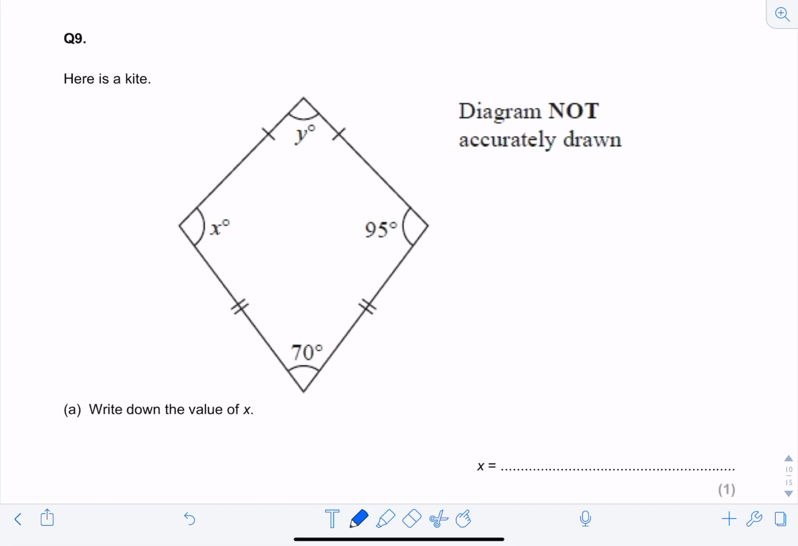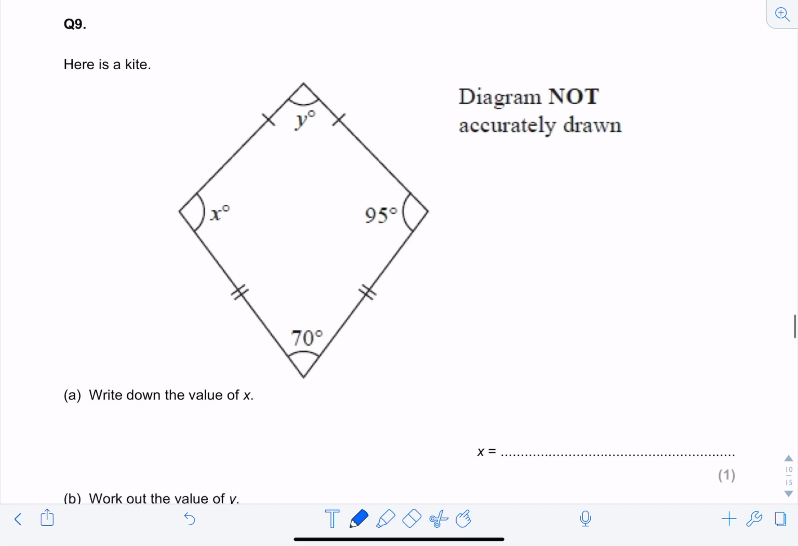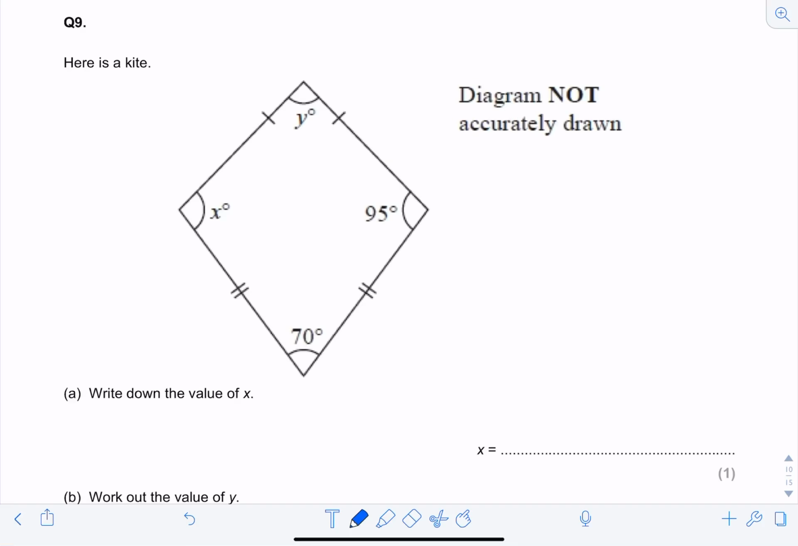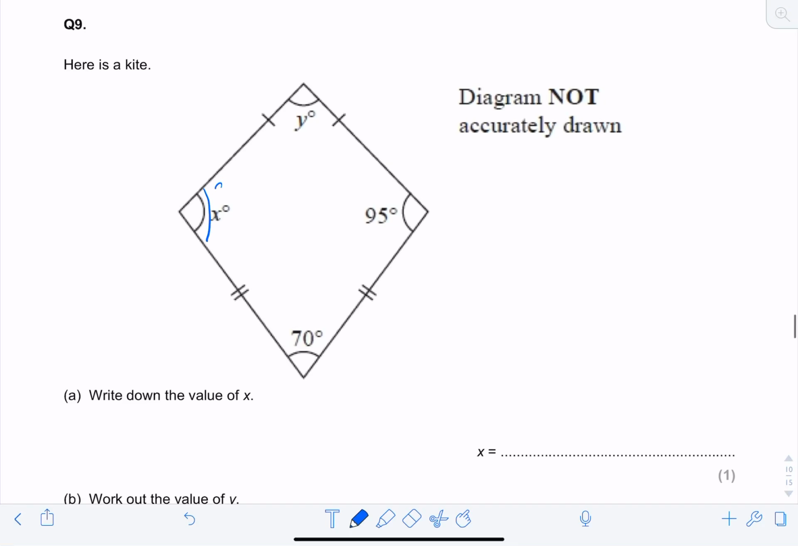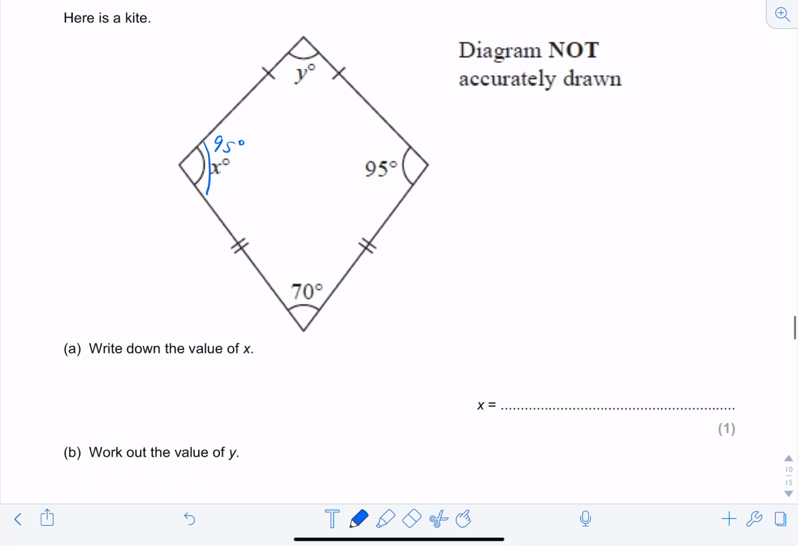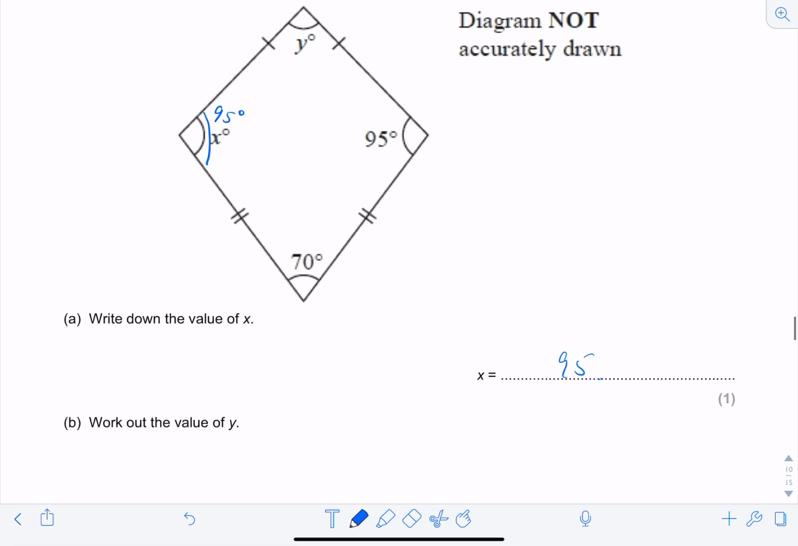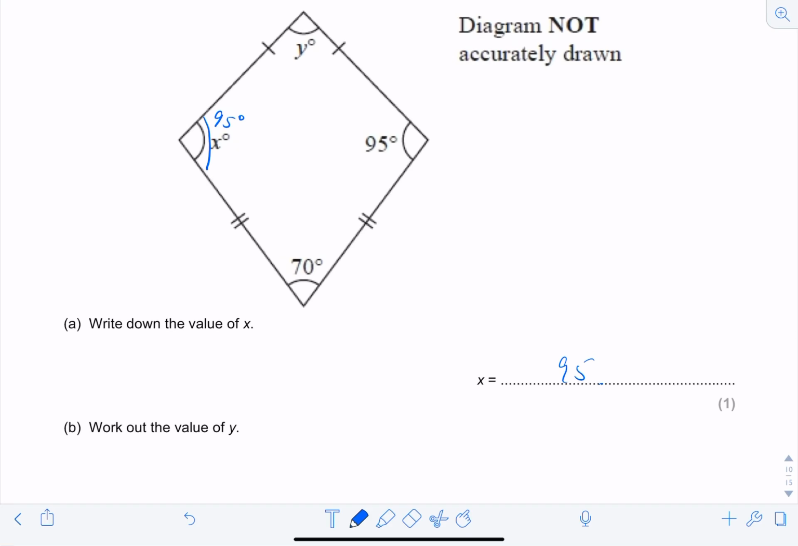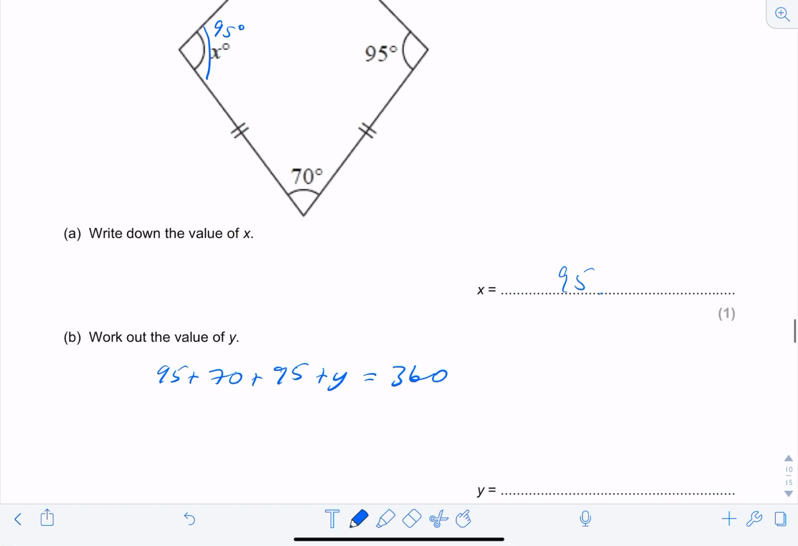Here is a kite. Let's fly it. Only kidding, it's maths. Here is a kite. Write down the value of x. Well, it's a kite, so I know that the opposite side is equal. So that's 95 degrees. That's 95. And the angles in a quadrilateral add up to, that's correct, 360 degrees. So I know that 95 plus 70 plus 95 plus y equals 360. So that means 95 plus 70 plus 95, 260 plus y equals 360.